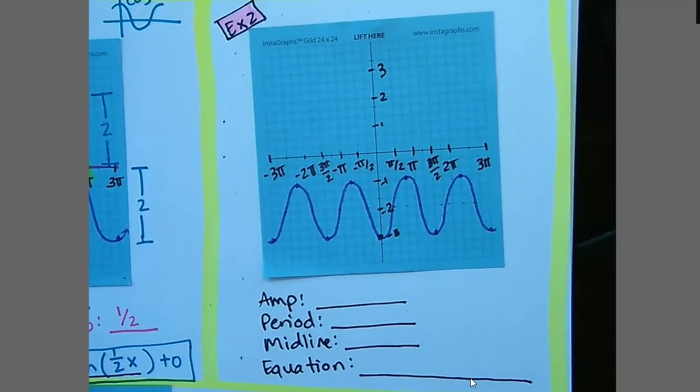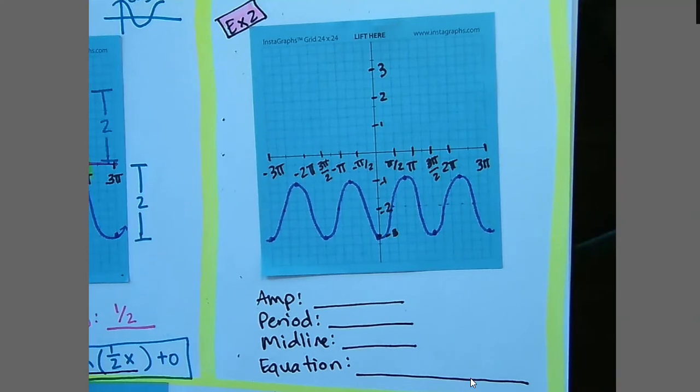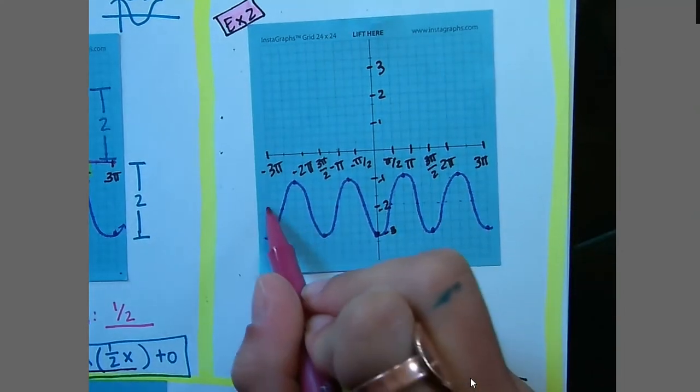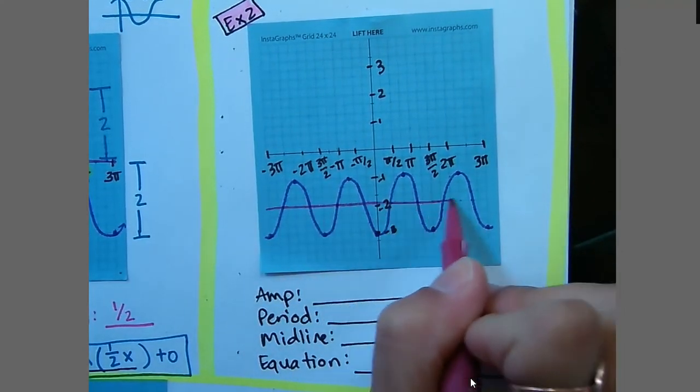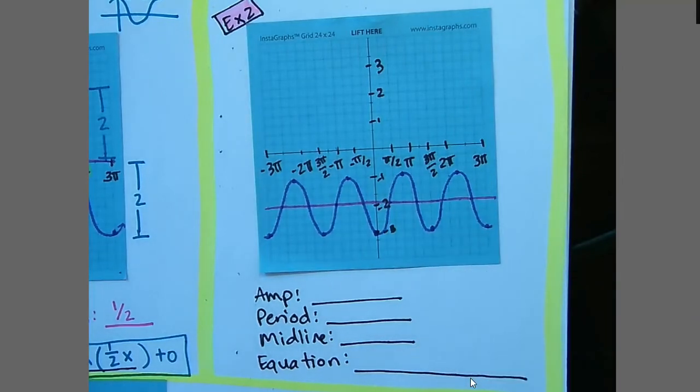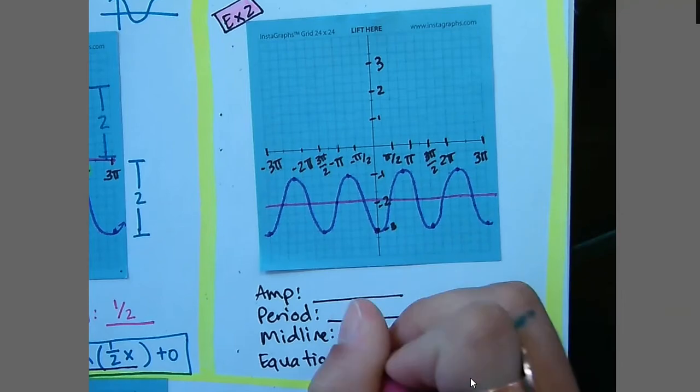Okay, so example number 2. On this one, we're actually going to start with the midline because it's easier to tell from the midline what the amplitude is. So let's start here. This is your midline, okay? This is what cuts your wave directly in half. So this is at y equals -2.